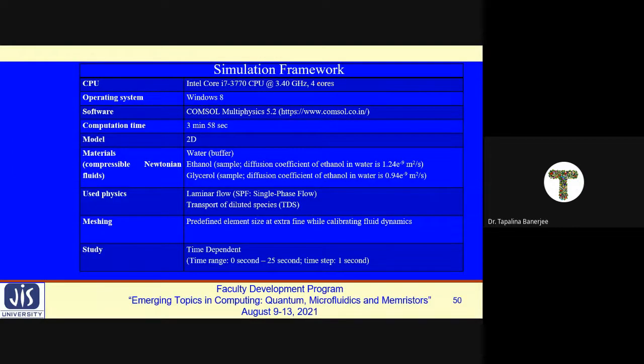Now, this is the simulation framework where we can see the very basic information regarding CPU, operating system, software. The main thing is we have used these three materials as well as these two different physics, laminar flow and transport of dilute species. Fine. Meshing is also an important one. We set it as extra fine while calibrating the fluid dynamics. And this is the time dependent study that we have tested.